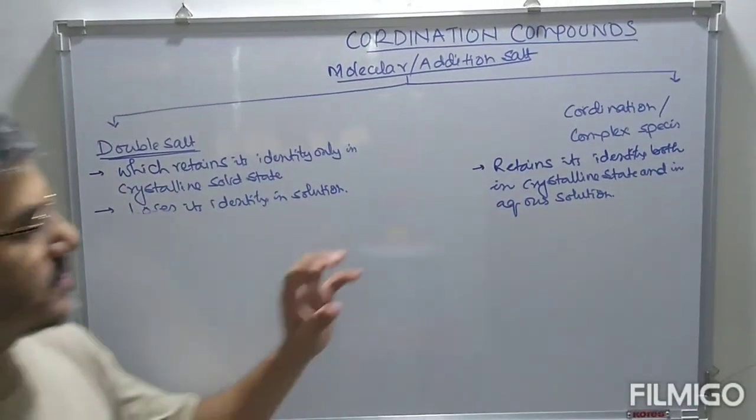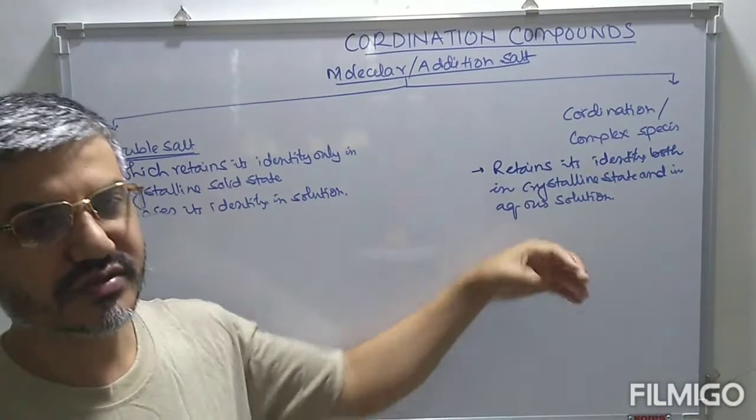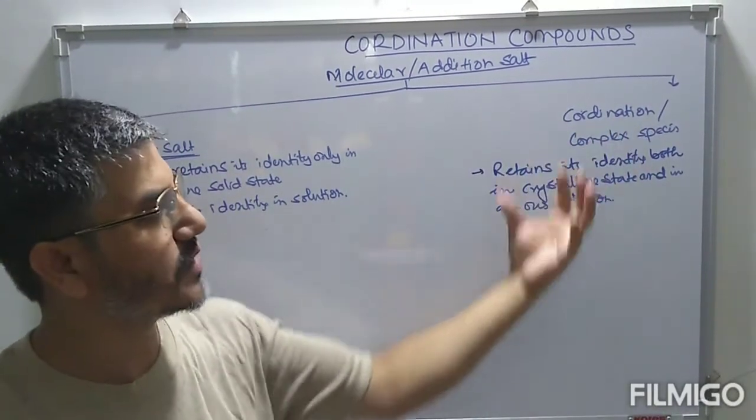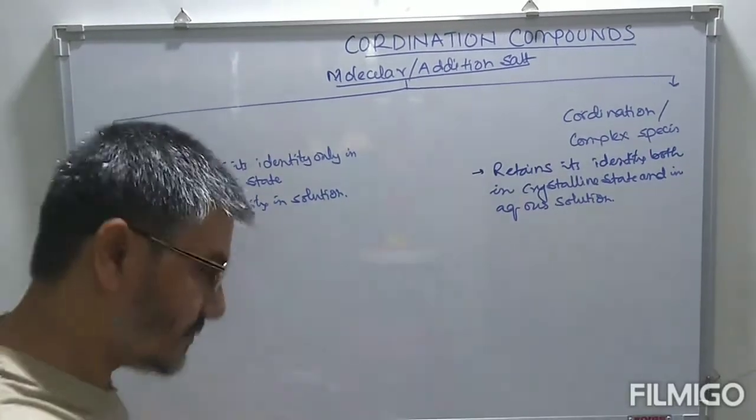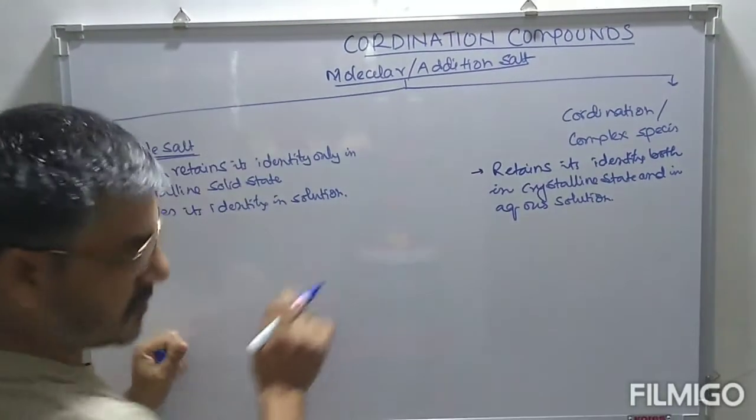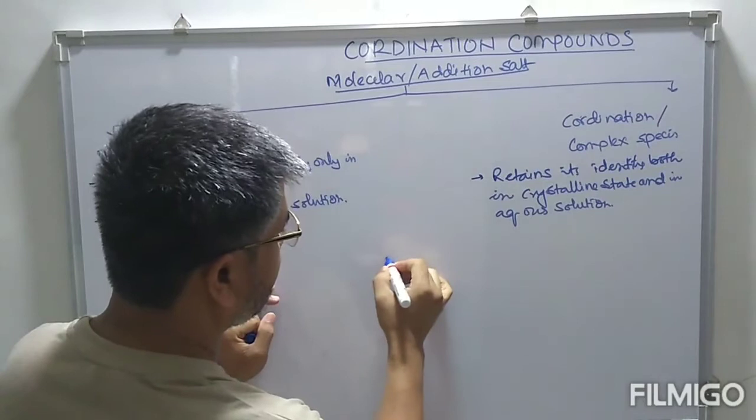So it retains its identity both in aqueous solution as well as crystalline state. So those types of compounds are known as coordination compounds or complex species. So an example of this, we have to look at this.